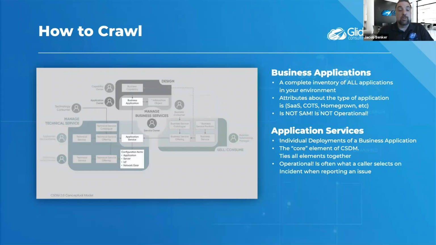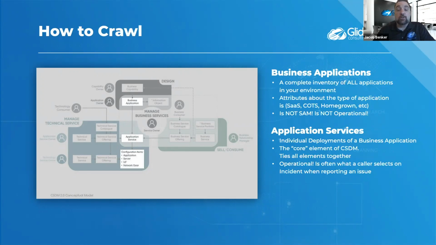If you look at the image there, you can see that the design phase goes down into application service. It's the core of the managed technical service area, and it is also the core of the sell and consume. Everything kind of comes back to here. So you really don't want to skip this area, and you really want to take the time to build this out. And this is where you get a lot of the main benefit of the common service data model, at least the quick benefits, right?